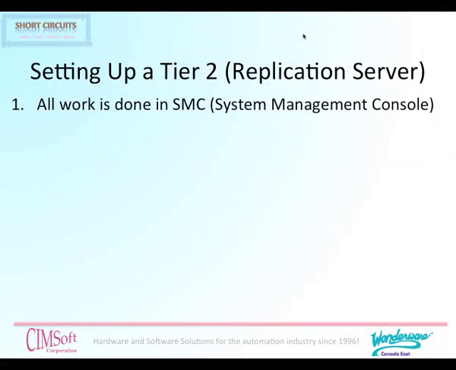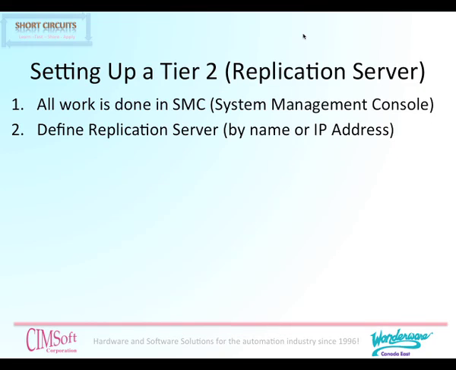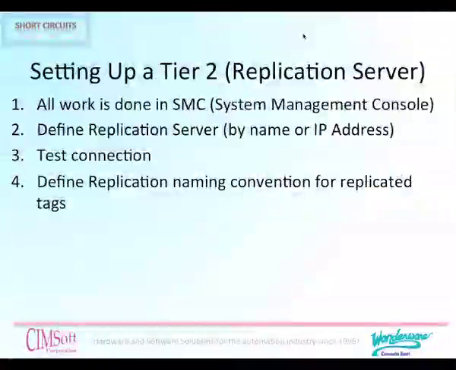Setting up a Tier 2 or replication server is quite an easy thing to do actually. All work is done in the System Management Console, or the SMC. The first step is, of course, to define the replication server, and this can be done either by name or by IP address. Today we'll use the IP address to do so. The next thing will be to test the connection to make sure that the Tier 1 historian can talk to the Tier 2 historian. Assuming the connection is successful, the next thing will be to define the replication naming convention for replicated tags.